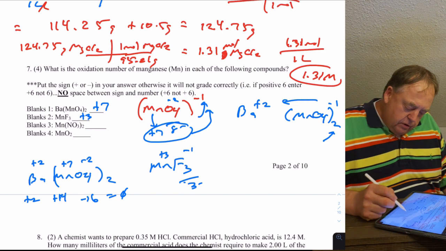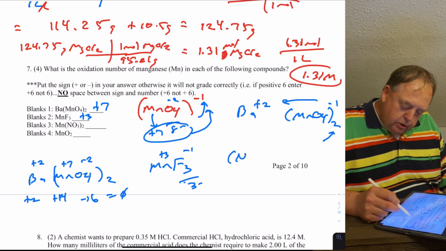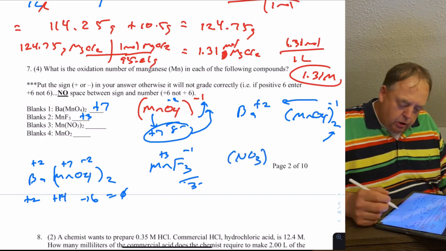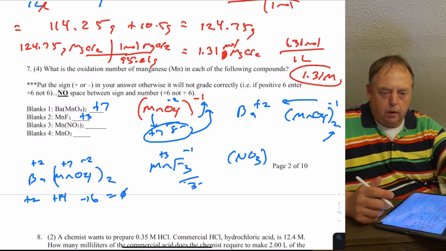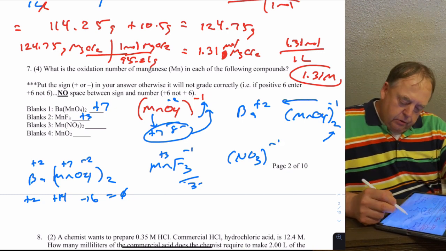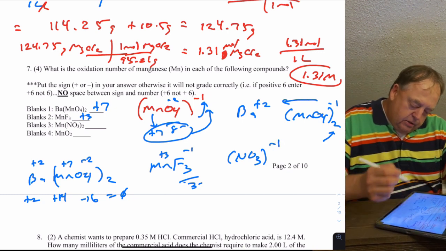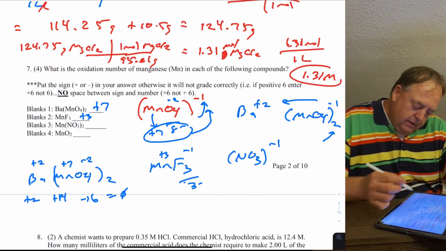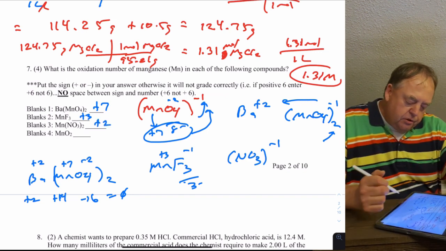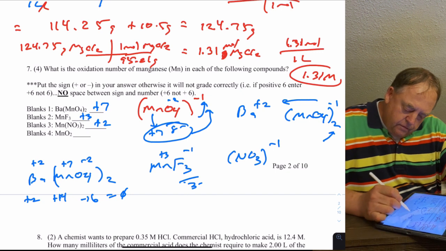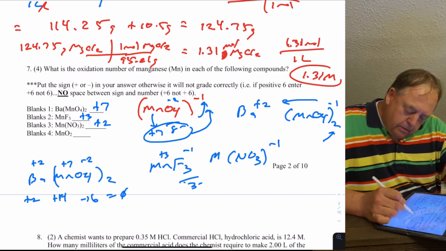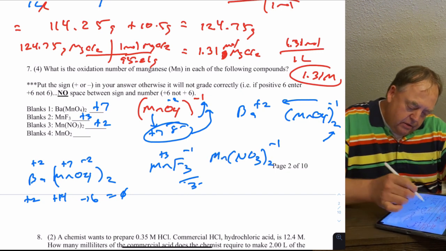And so for this one, you have to know the charge on NO3. If you don't know the charge on NO3, you can't solve this problem. You have to know it's -1. And so there's 2 of them. So that means manganese must be +2. Right, so in this problem, manganese, so there's 2 of these.